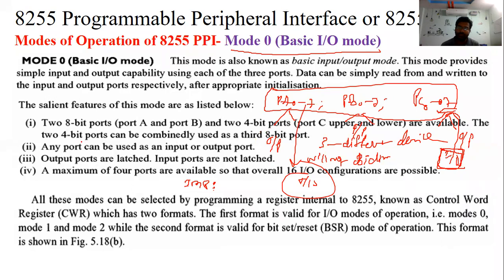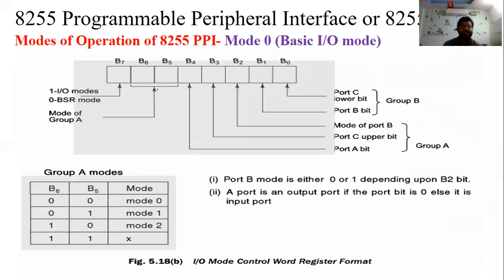So 3 8-bit ports are available. If you want, you can combine any 2 ports, then it will be converted to a 16-bit port. This will be controlled and selected by using the control word register. You can see the control word register format. Now see, this is the control word register.